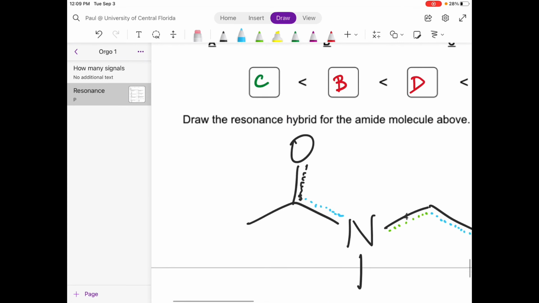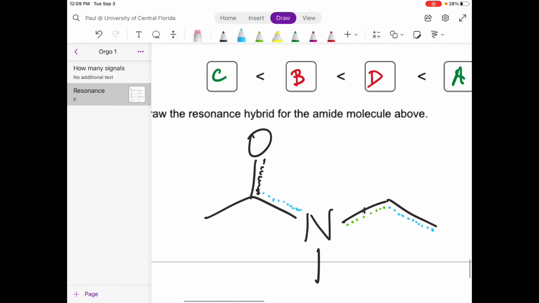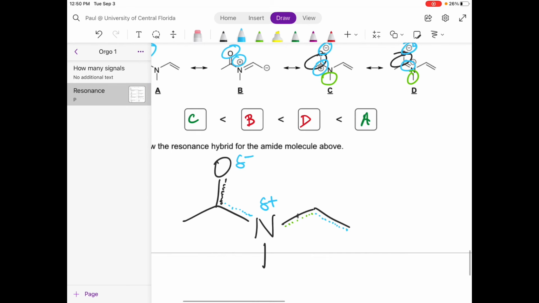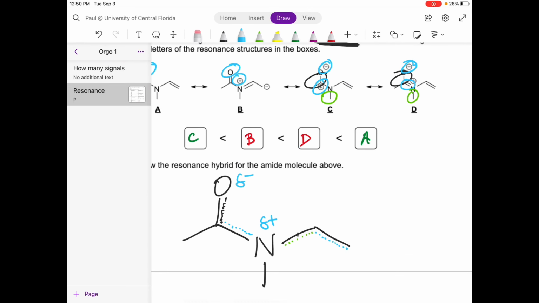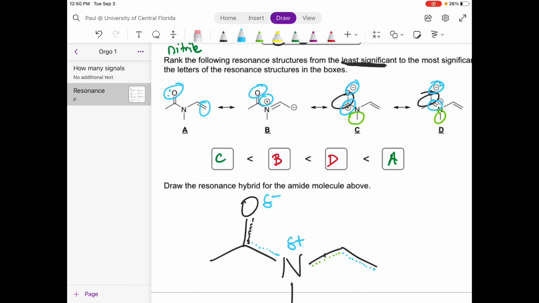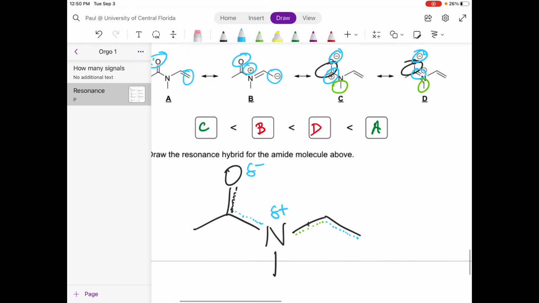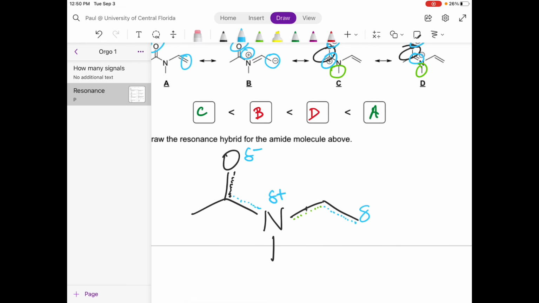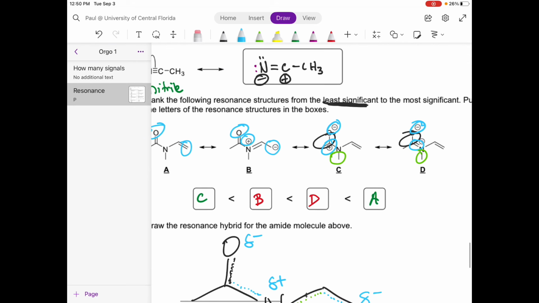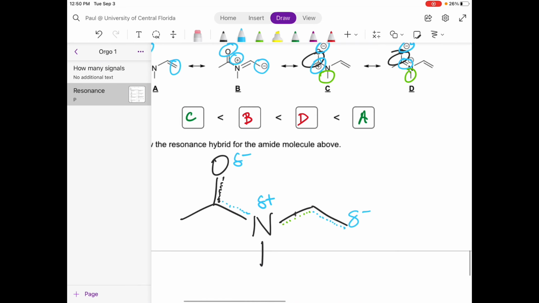So the way that we draw it on a resonance hybrid is that the oxygen atom has a partial negative, and the nitrogen has a partial positive. Then there's another partial negative, because when you look at that carbon, it's neutral there, negative there. So there would be a partial negative on that carbon as well. And that should be it.